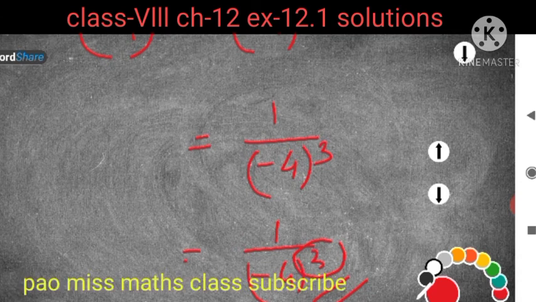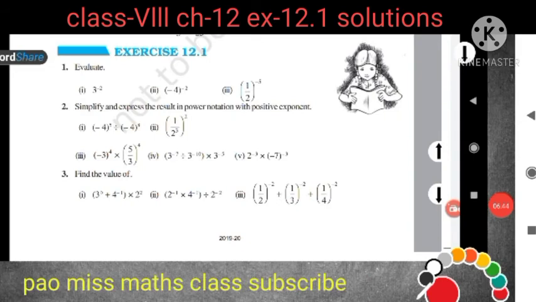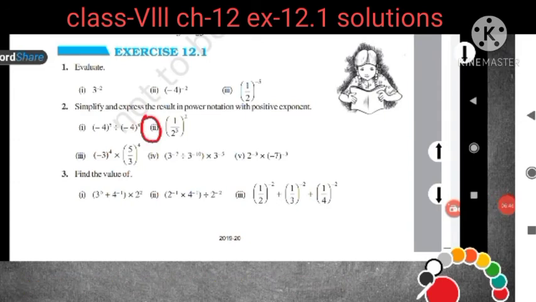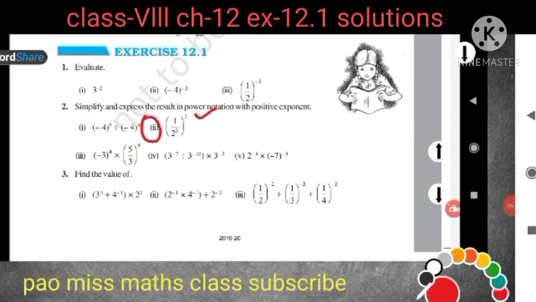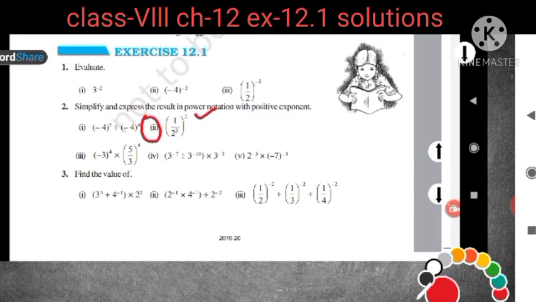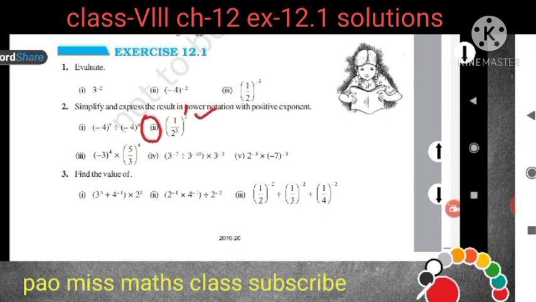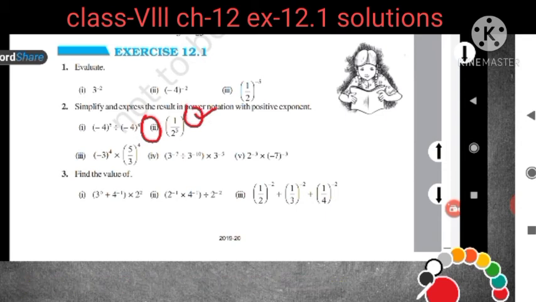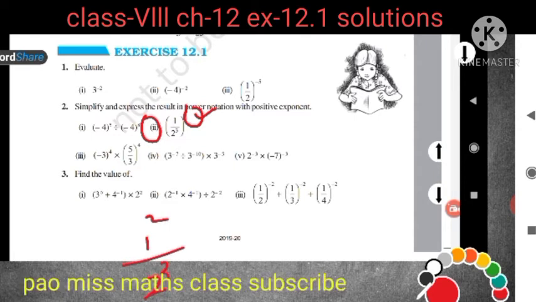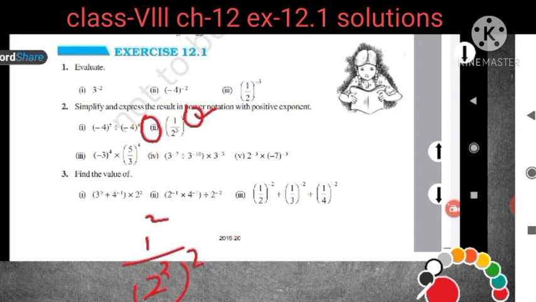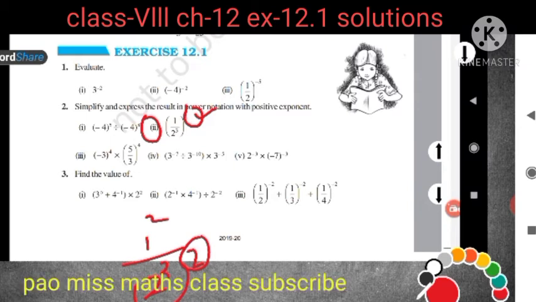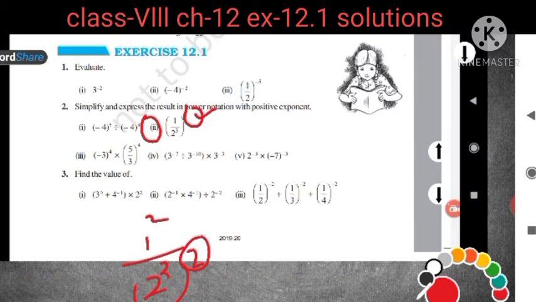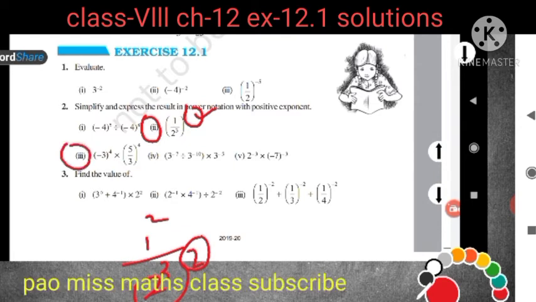Now come back to the next question. I will keep this question number 2 as homework. Now you can see 2 is there, and there is no negative, that means the power is already positive, so no worry for this question. This power 2 is for the numerator also and for the denominator also, that means for 1 and also for 2 to the power 3. After that you have to solve and write them in power notation only. So this is homework, and question number 3 I will solve now.